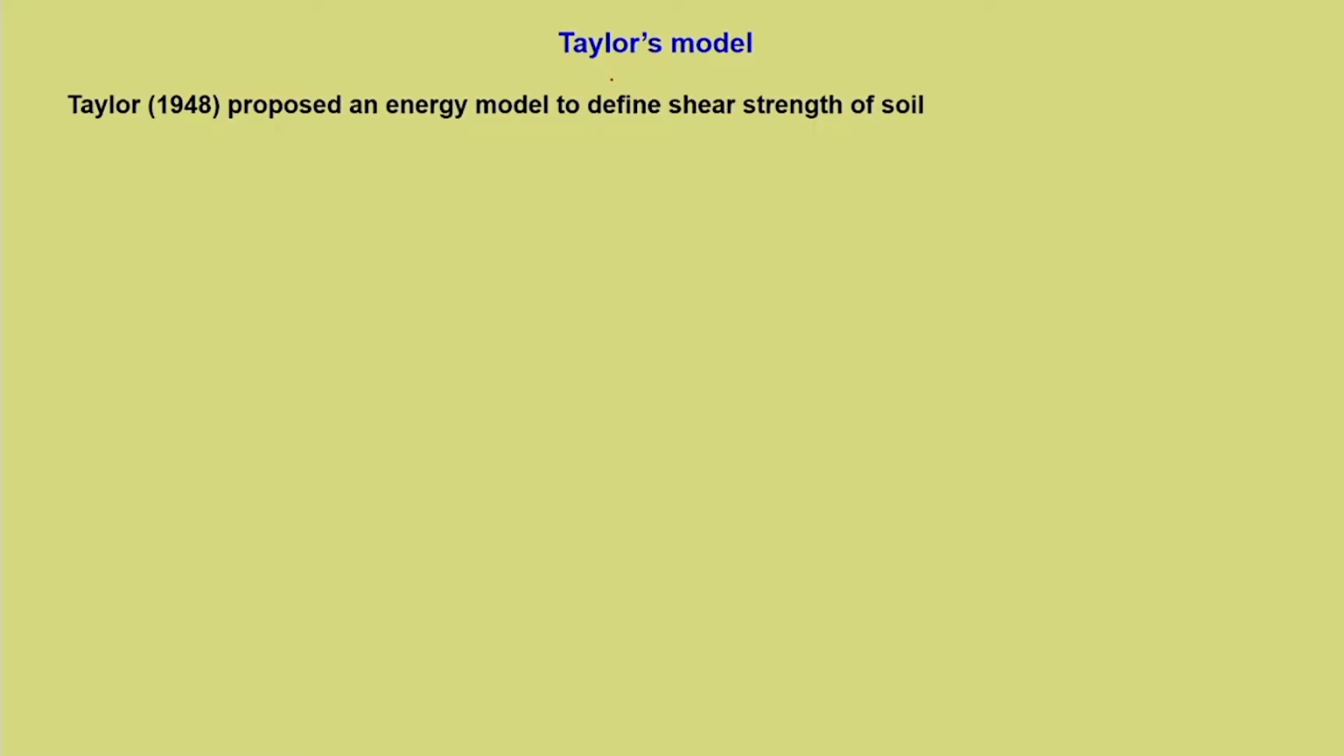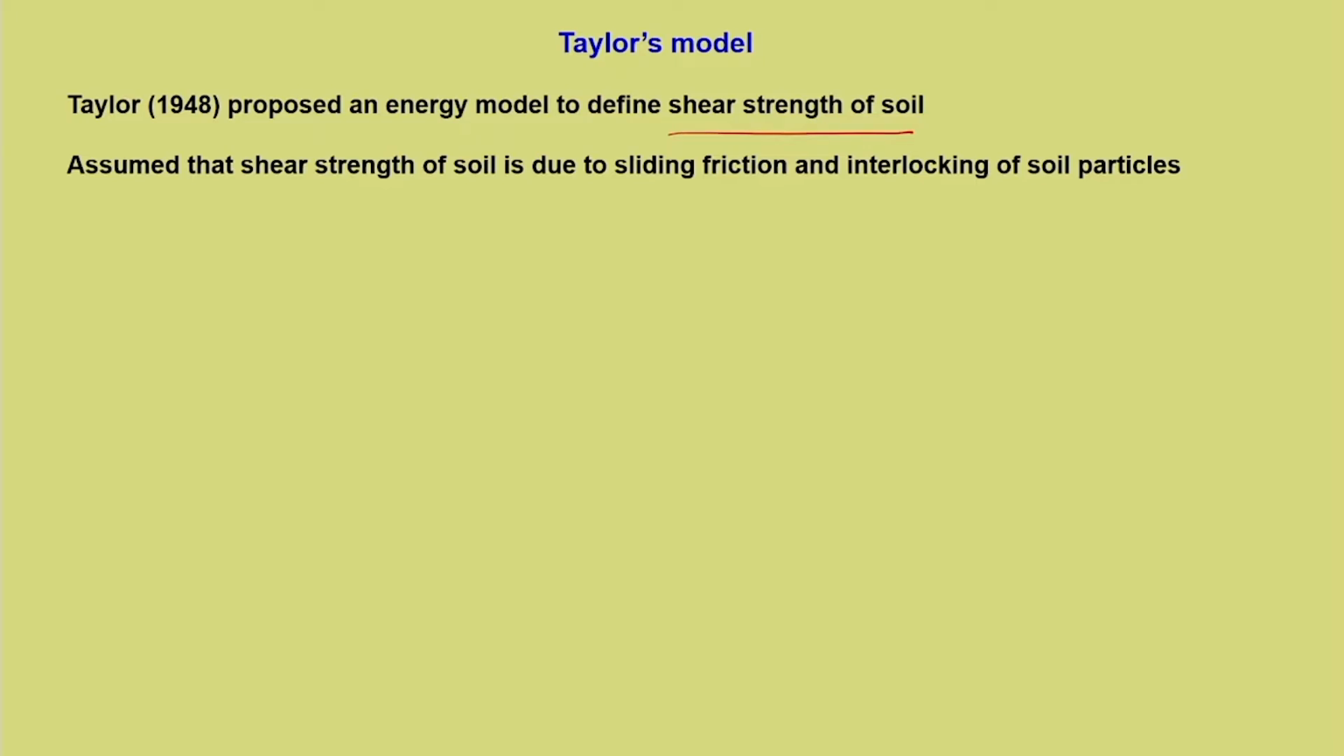Next we will see Taylor's model. Taylor in 1948 proposed an energy model to define the shear strength of soil. Now this model is very similar to Coulomb's model, but marginally different in some assumptions. We will see what actually it is.